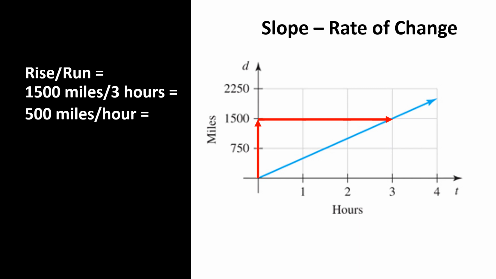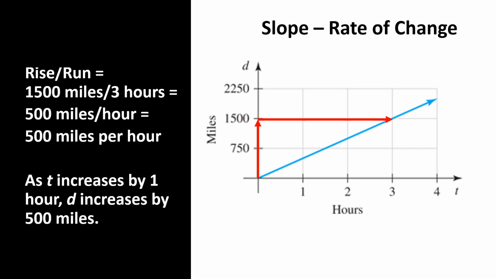So for every additional hour on the plane, the distance is increasing 500 miles, and it's increasing because it's positive. It's a positive slope. So as our independent variable t increases by the units that we're measuring t, hours, d, the dependent variable, is increasing by 500, and then the dependent units are miles. So as the x increases by 1, the y is increasing by 500 miles. That is the slope. That is the rate of change.